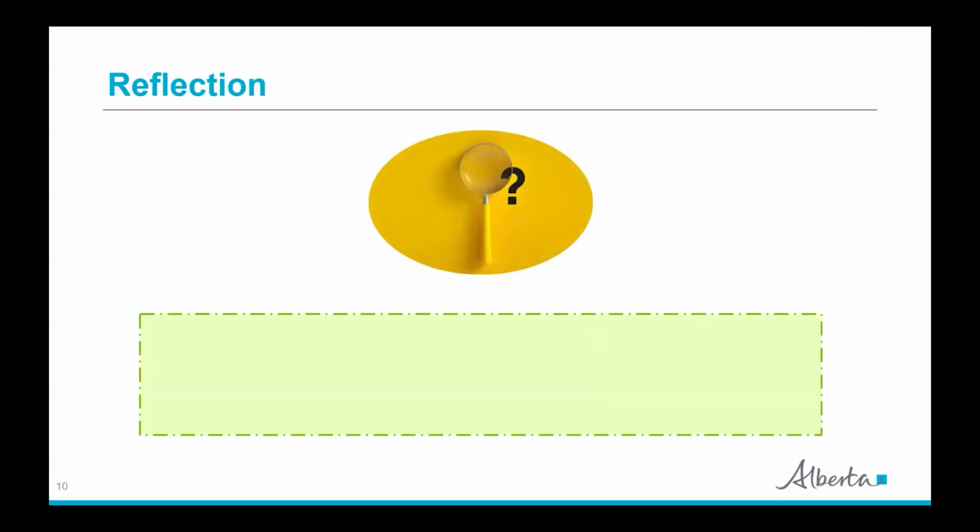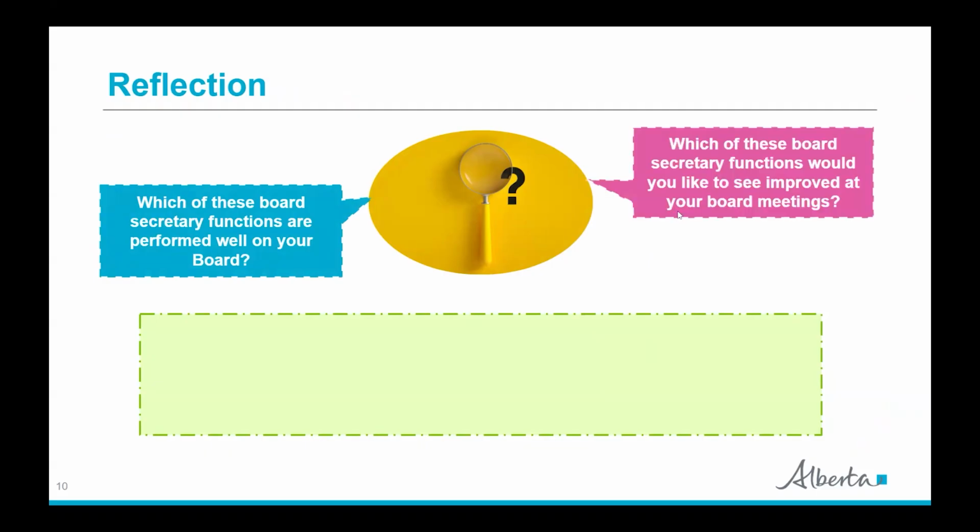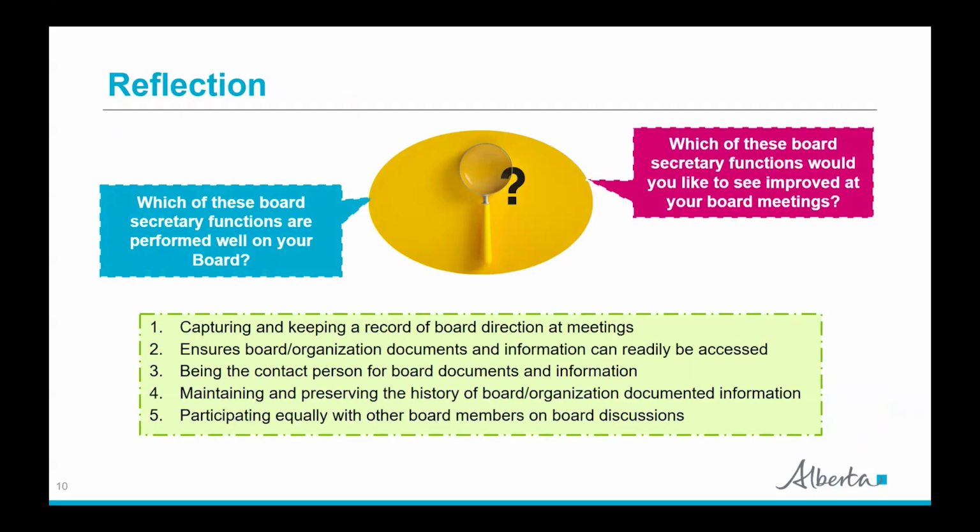Now, reflect on the work of your organization. Which of these board secretaries' functions are performed well on your board, and which of them do you think needs improvement? One is capturing and keeping a record of board direction at meetings. Two is ensuring board organization documents and information can readily be accessed. Three, being the contact person for board documents and information. Four is maintaining, preserving the history of board organization documented information. And five, participating equally with other board members on board discussions. You can pause this video and think about the answers to these questions.